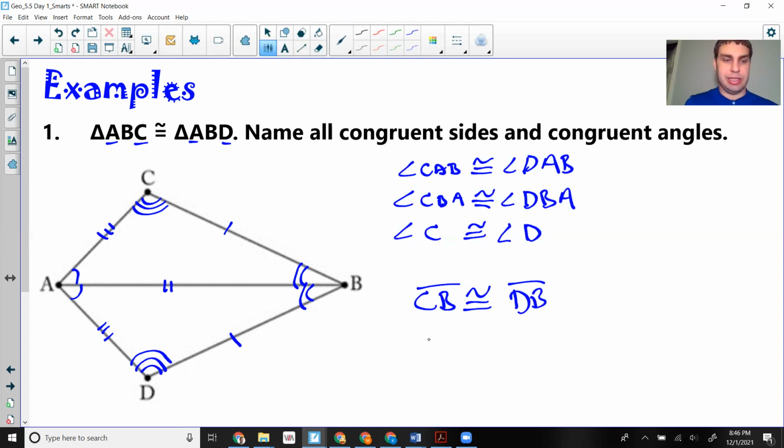All right, the other 2 real quick. AB is congruent to AB. And then lastly, AC is congruent to AD.